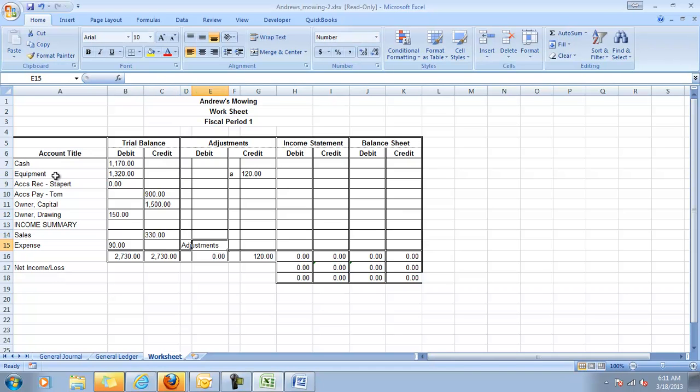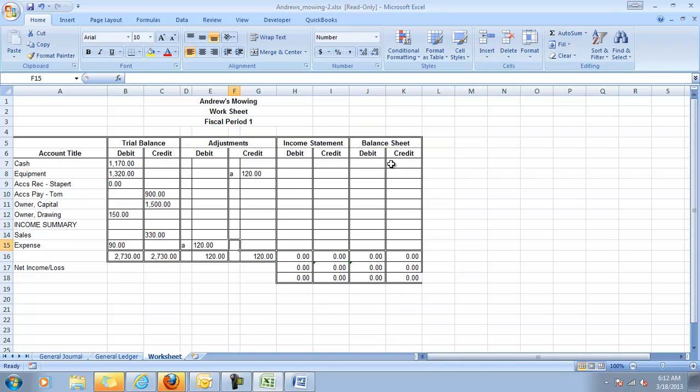It's possible I would have a separate expense item for like equipment expense or depreciation. I'm just going to put it in expense because I have this fairly simple spreadsheet, and I labeled both of them A just so that we know which one is with which. Then we have to start transferring our balances over.